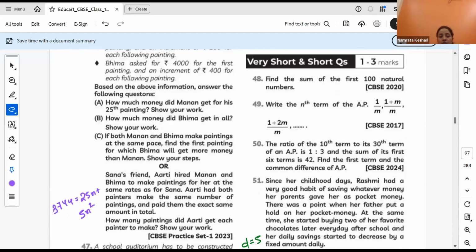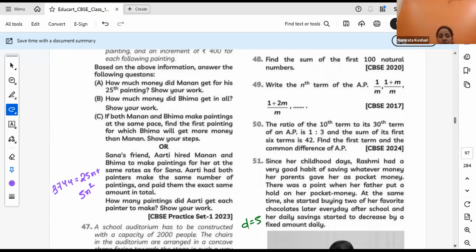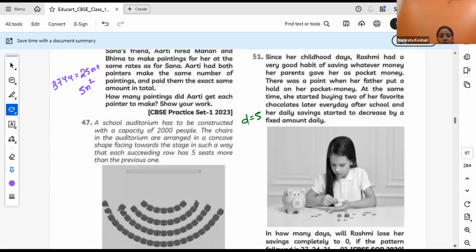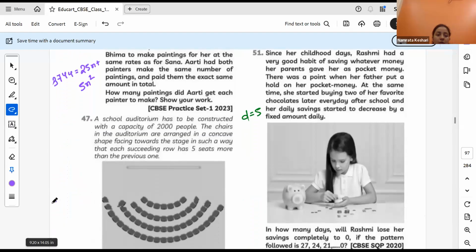Let me check whether it is solvable or not. Then we can confirm that we are going on the right track or not. 5n square plus 25n minus 3744 is equal to... b square minus 4ac.